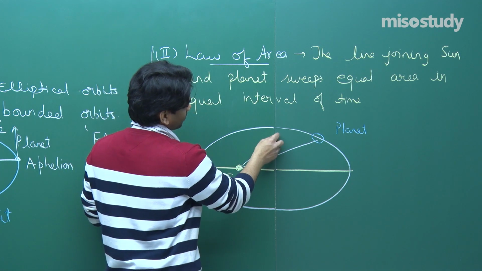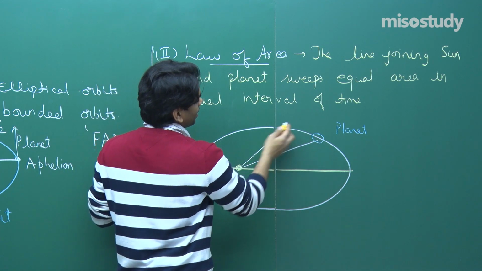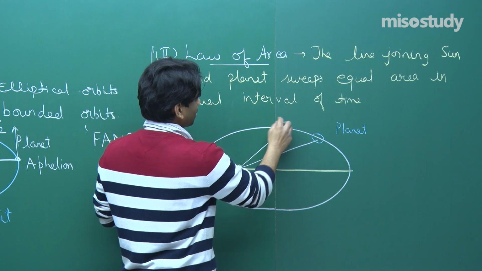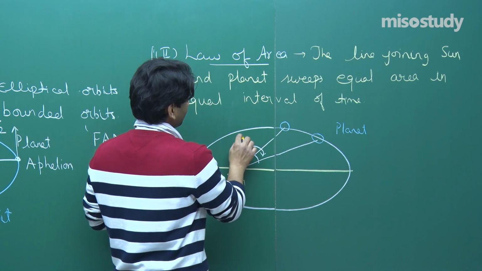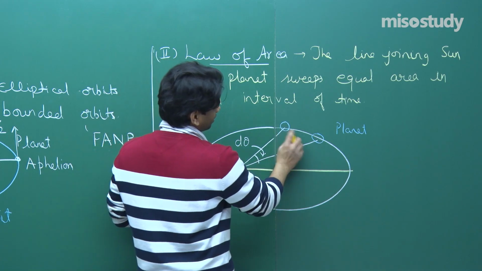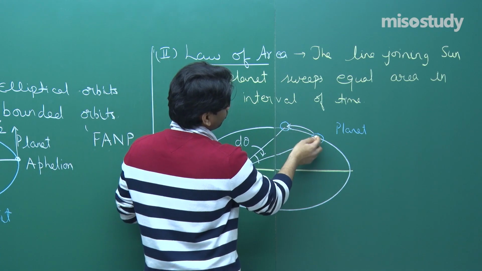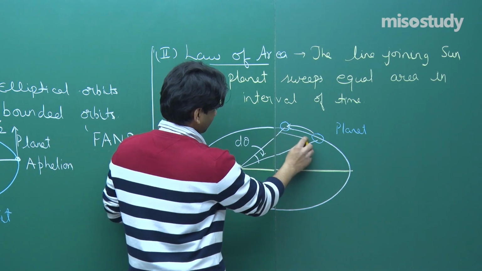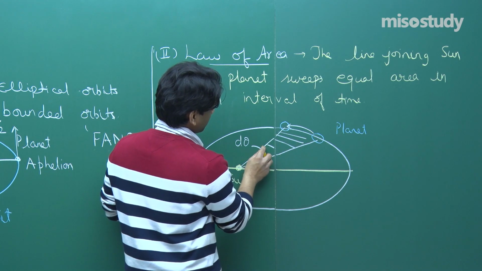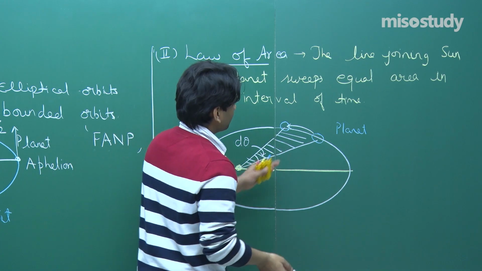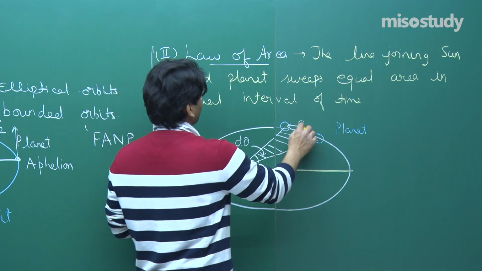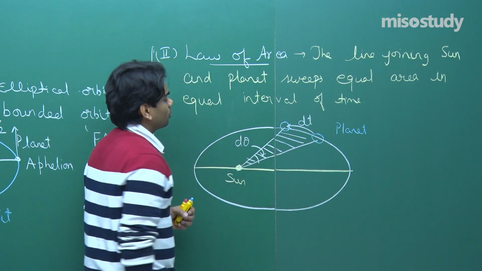this planet will reach this particular location, let's say making an angle d theta. In time dt, it moved from here to here, sweeping an area given by the shaded portion. This is what has been covered in time dt. It has moved from this position to this position, sweeping an area.